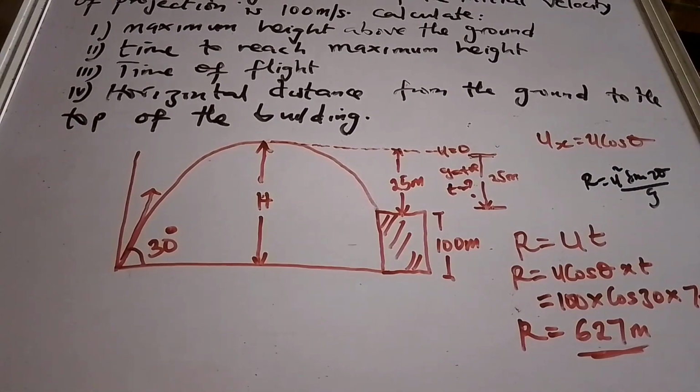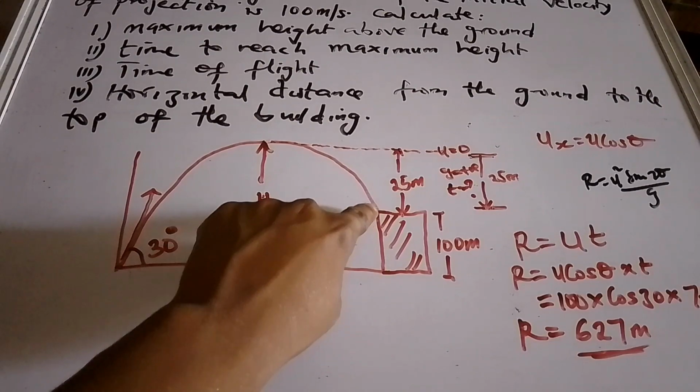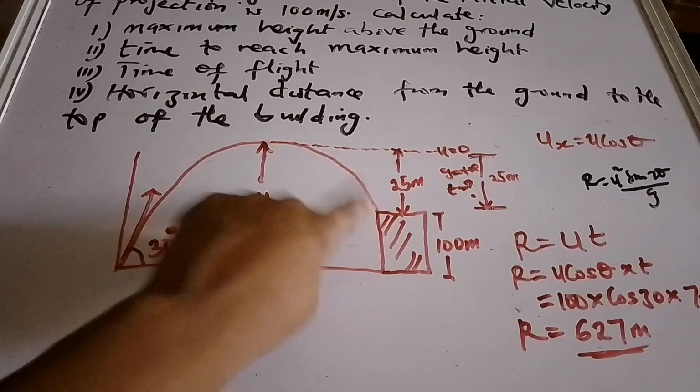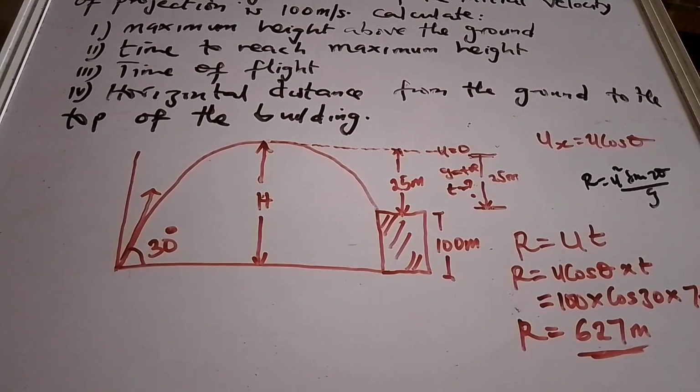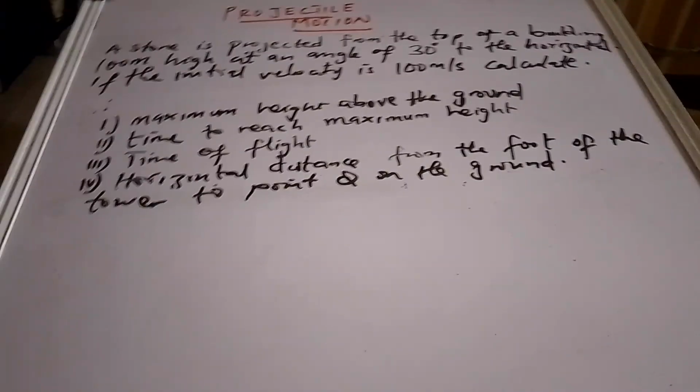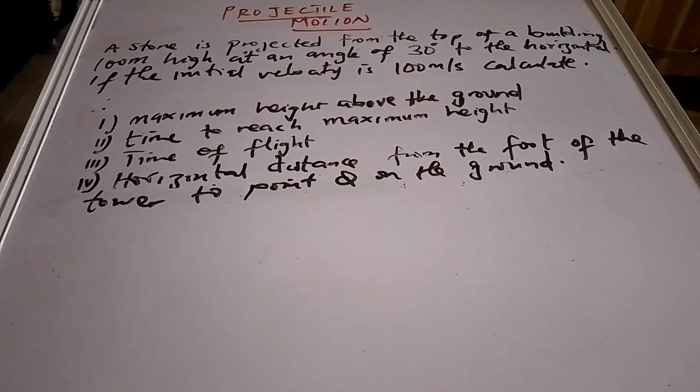Now let's do the final example, which is a case whereby the object is projected from the top of a building, if the thing now goes in the other direction. So let's look at how we are going to determine all those parameters. Let's take the next example now. Let's look at this final example, and then we'll end the class with this.